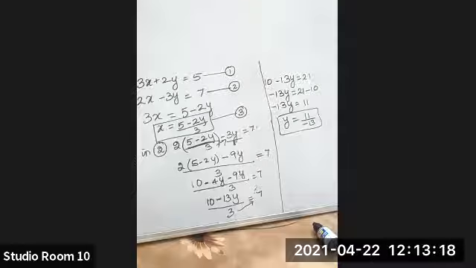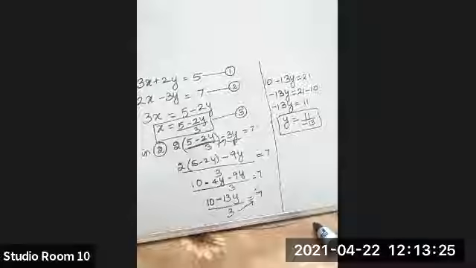Ma'am, that y is equal to 11 by negative 13. We should not convert it into decimal or anything. No need to convert. You can take it as such. Okay, we can take it as such. Don't convert to decimal. In fraction itself, we can keep. Okay, yes, ma'am. Keep it in fractions.